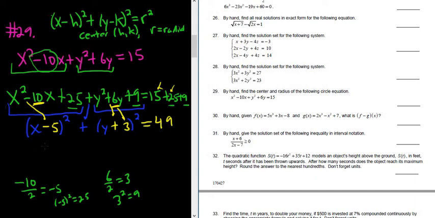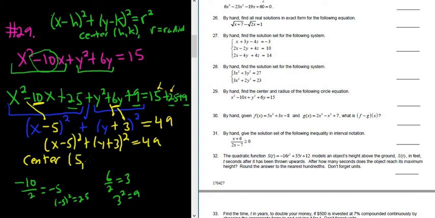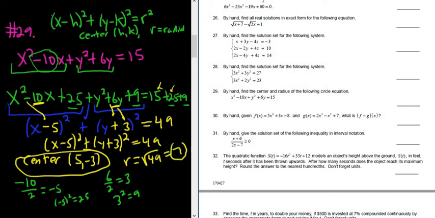I'm going to write it again: x minus 5 squared plus y plus 3 squared equals 49. So to find the center, you just switch the signs. So 5, negative 3, that's the center. And the radius is the square root of 49. So the radius in this case would be 7. And that's it. I hope that made sense.